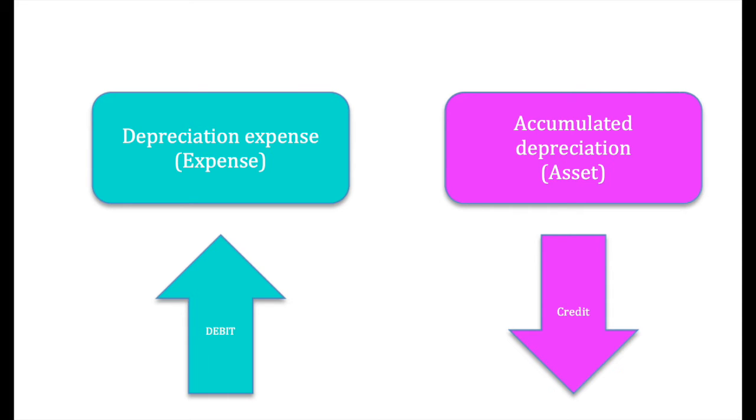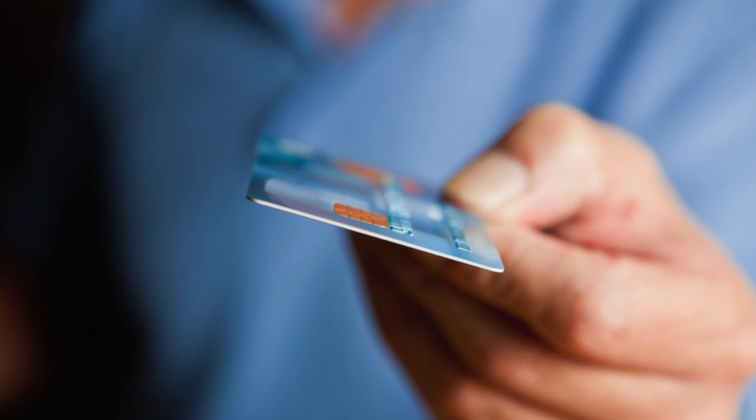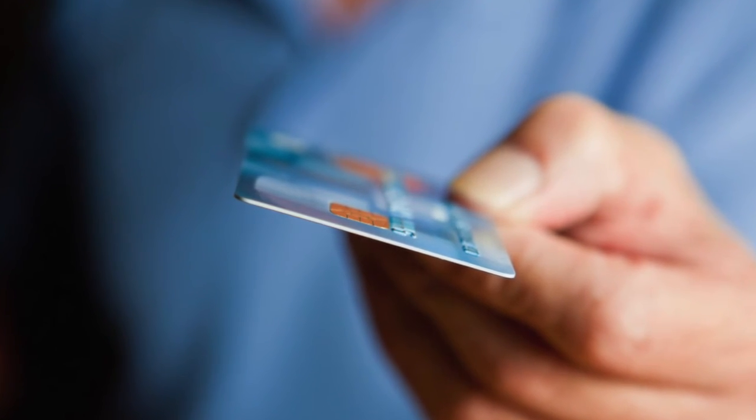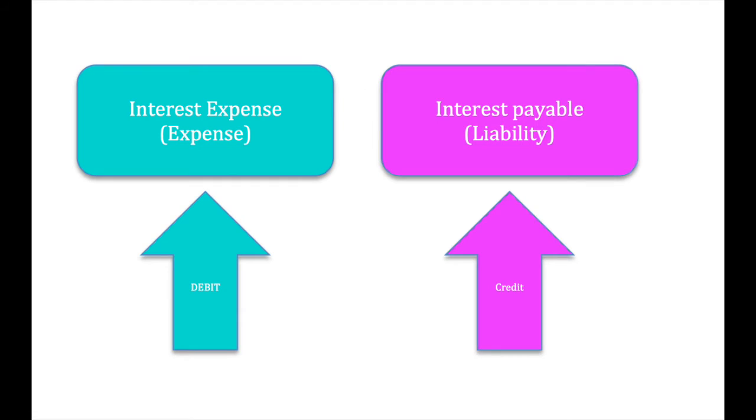Therefore, in this case of depreciation, it means accumulated depreciation, which is a contra asset account, will decrease and the depreciation expense will increase. Scenario 4, accrued expense. Companies often incur expenses and pay them later, for example, interest expenses. The adjusting entry will always be an increase to an expense account, such as interest expense, and an increase to a liability account, such as interest payable.